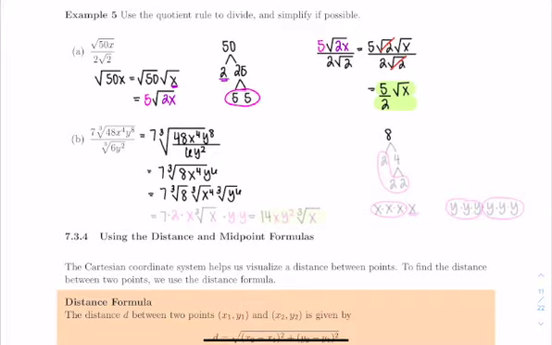So looking at 8, that's 2 and 4, and 4 is 2 and 2. And so we were looking for triplets. And so it turns out that 8 is a perfect cube.